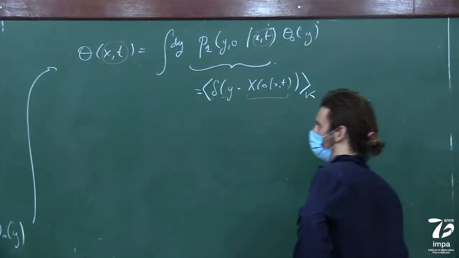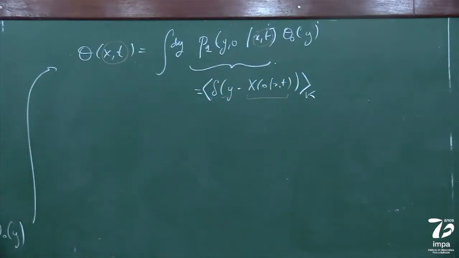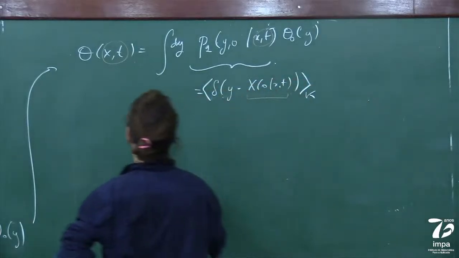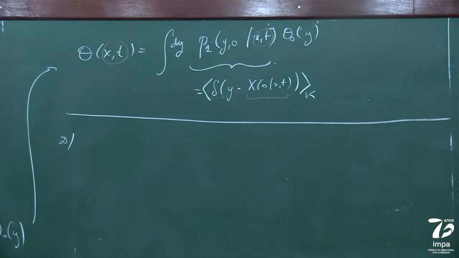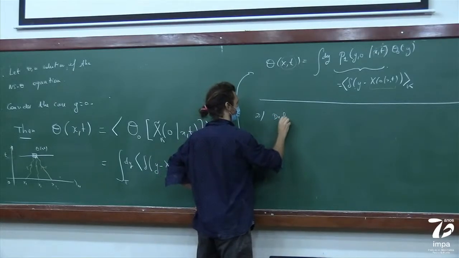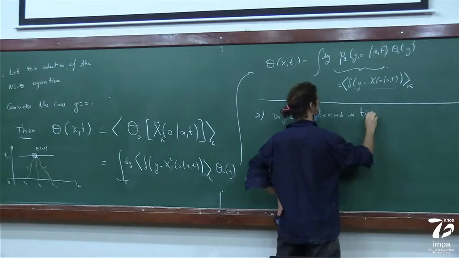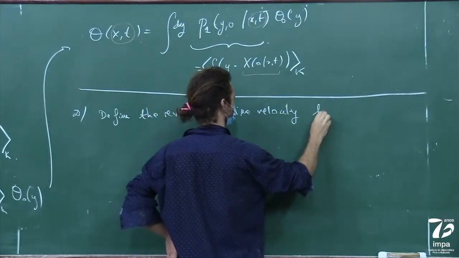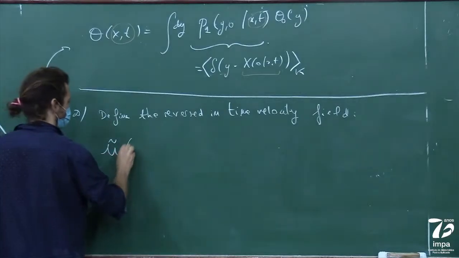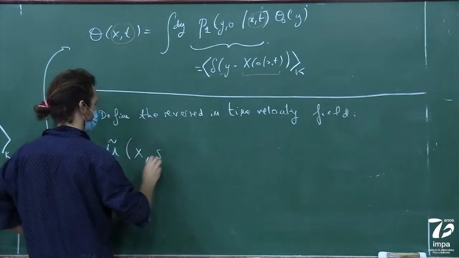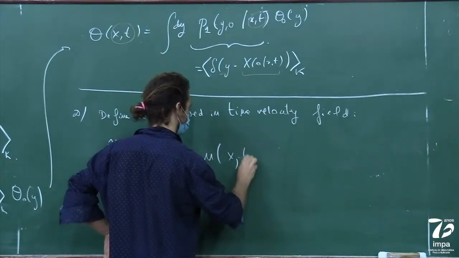So I just want to give you a flavor of the way we can prove this kind of formula. And the key is basically simply Ito calculus. So for that, let us define the reversed in time velocity field that we are going to call U tilde of x, S tilde, which is equal to minus U of x at time t minus S tilde.